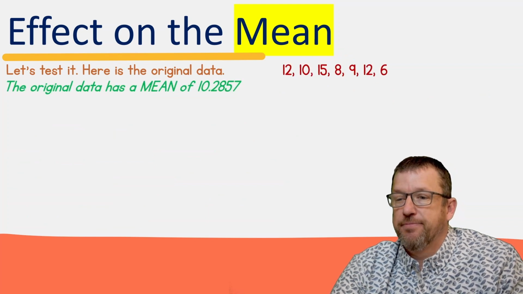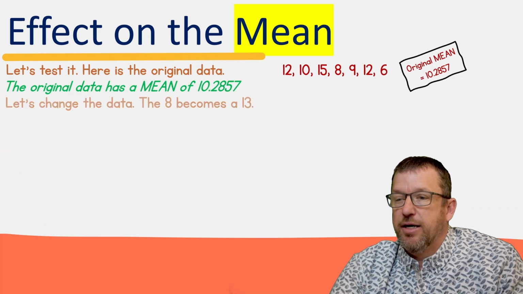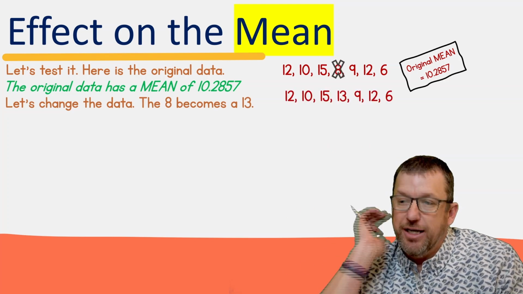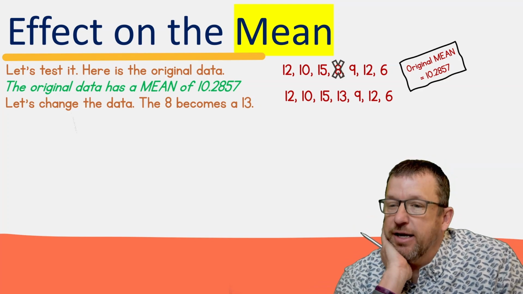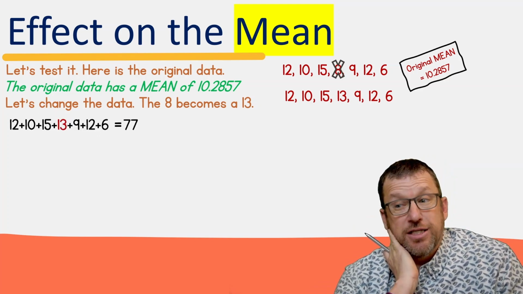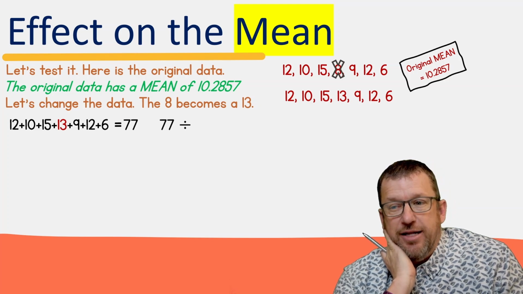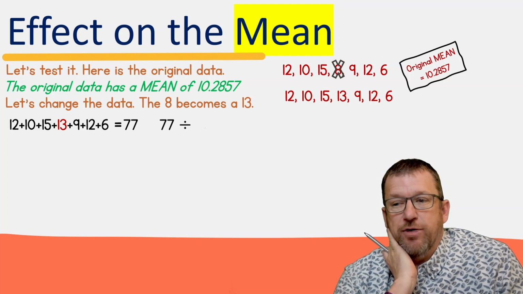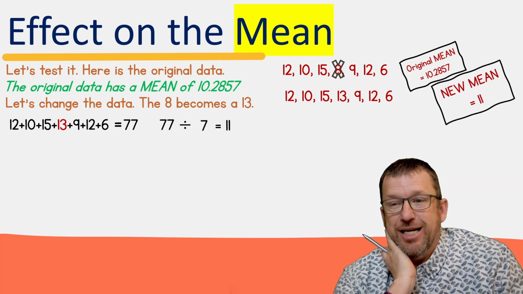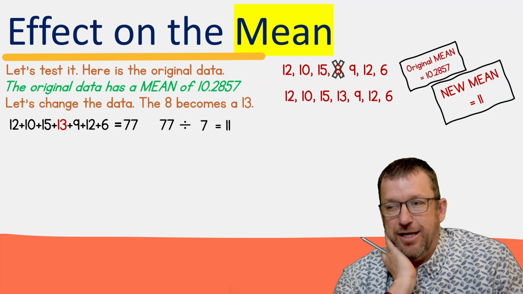Here's the original data. We found the mean. Here's the new data. We changed that 8 to a 13, and then we find the mean again. Add up all your numbers, and now our total is 77. And we divide that by the number of data points we have, which is 7. And what do we get? 11. Our new average is 11. Our new mean is 11. Our new balance point is 11, right?